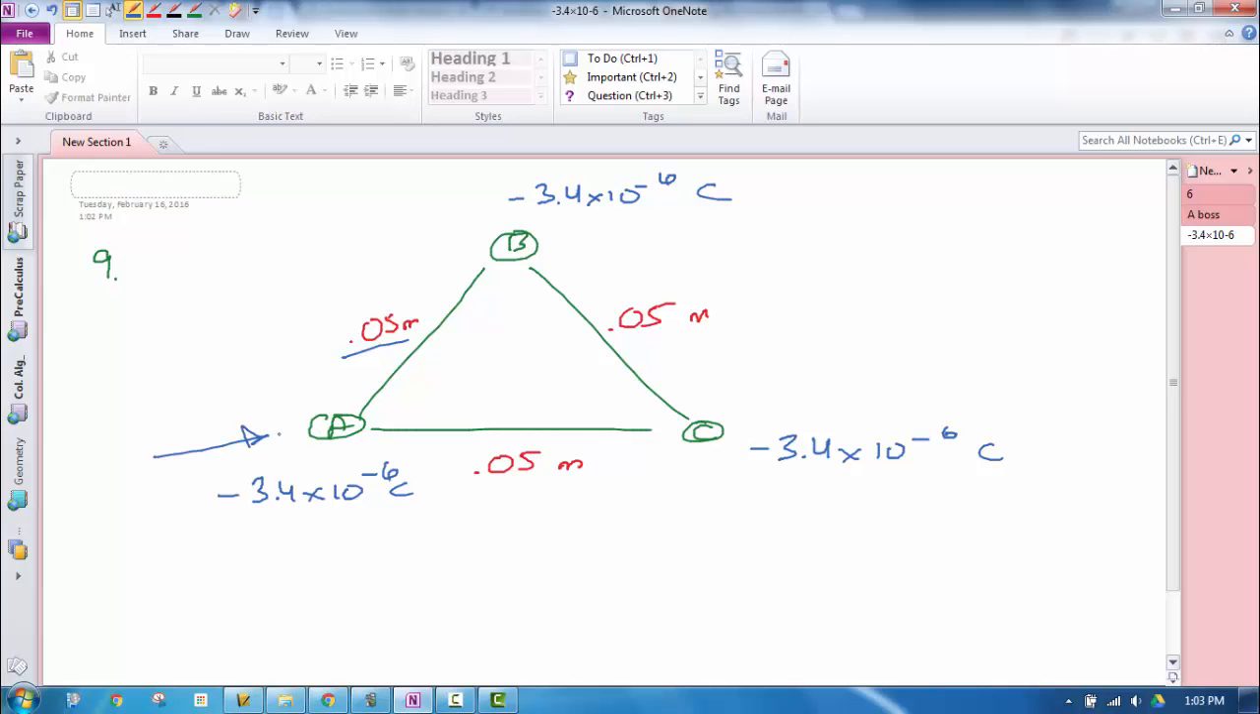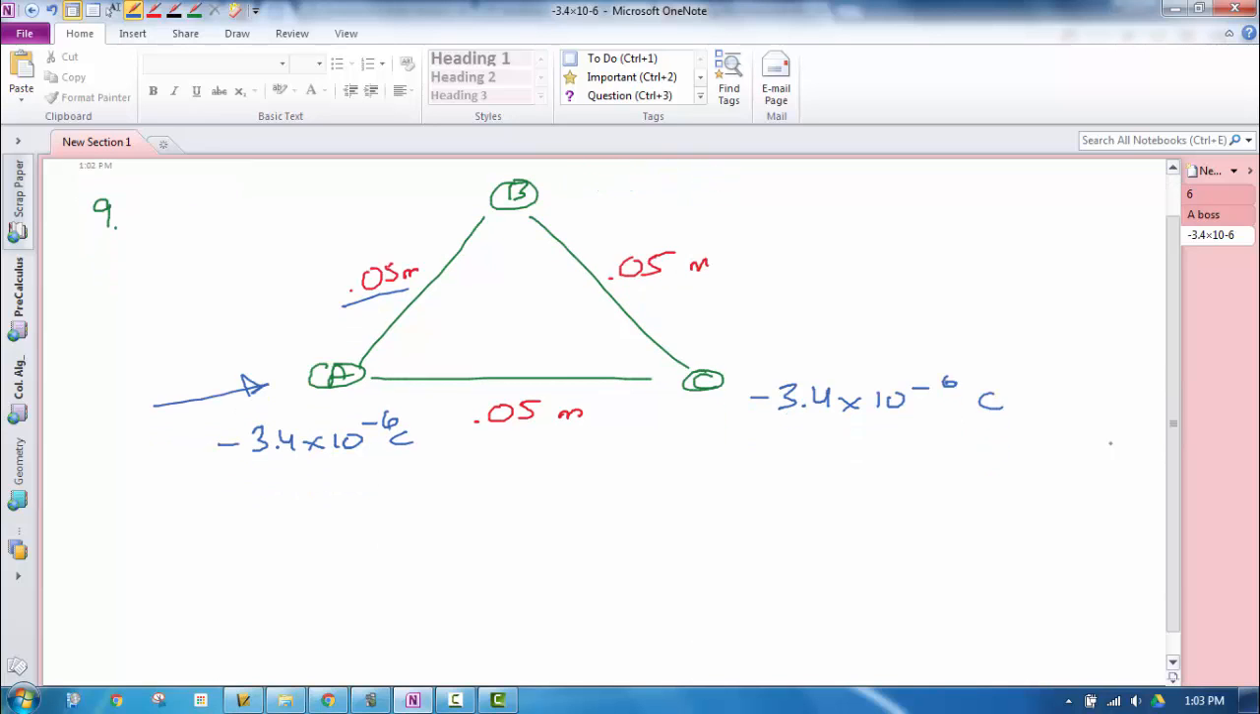So let's choose A. Let's draw a free body diagram for A. There are two forces acting on A. There's a force that's pushing it to the left, which we can call the force of C on A. And there's also a force that's pushing it down in this direction, and that would be the force of B on A. And we also know the angle between them. For an equilateral triangle, this is a 60-degree angle. So if you were to extend these lines, this would also be a 60-degree angle right here, because those are vertical angles.